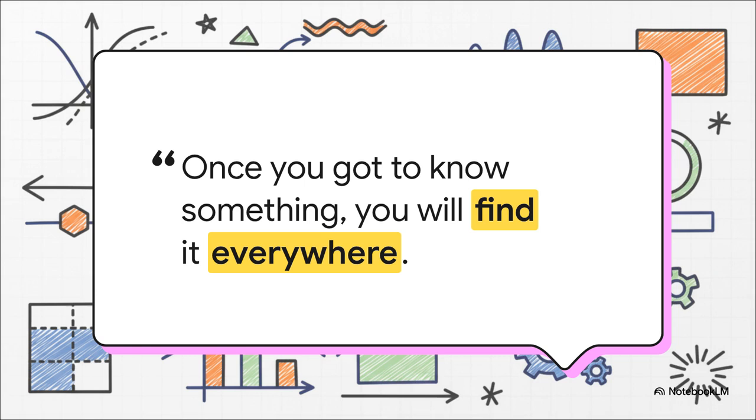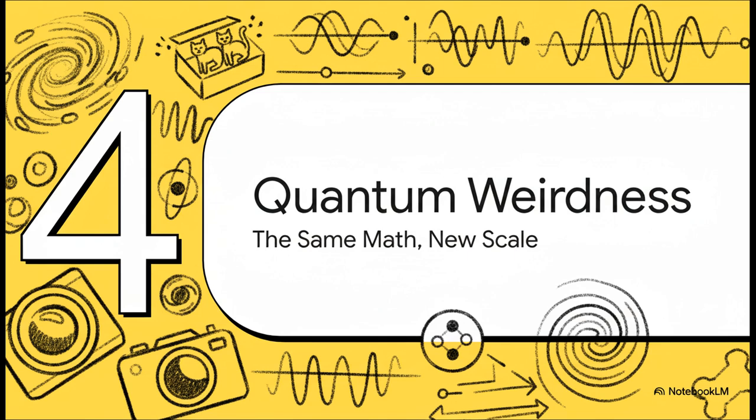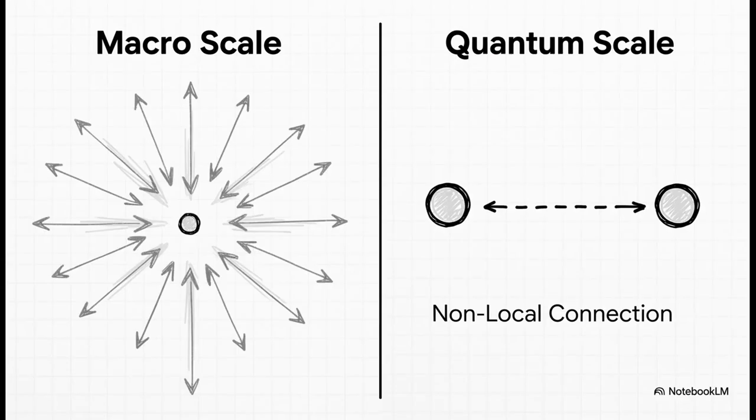And that brings us to this absolutely perfect quote from the source material. Once you get to know something, you will find it everywhere. And man, that could not be more true for convolution. All right, now for the really mind-bending part. We're about to see how the exact same math that describes something as mundane as a blurry photo also touches on the deepest, strangest parts of reality: quantum mechanics. Think back to that idea of smearing. On our big, macro scale, an effect spreads out locally, right? It influences its immediate neighbors.